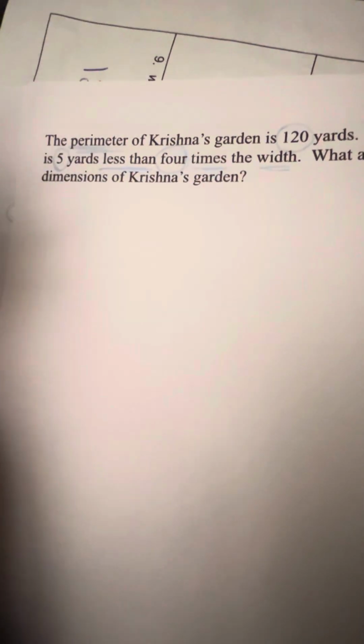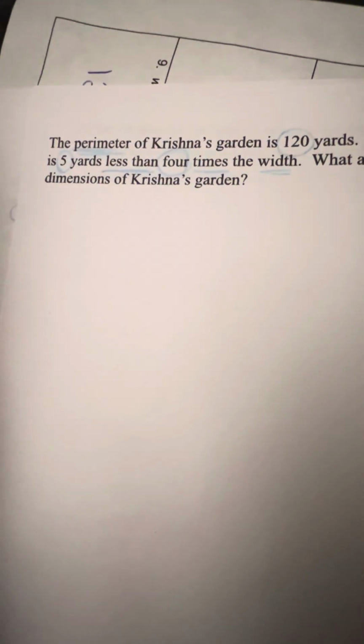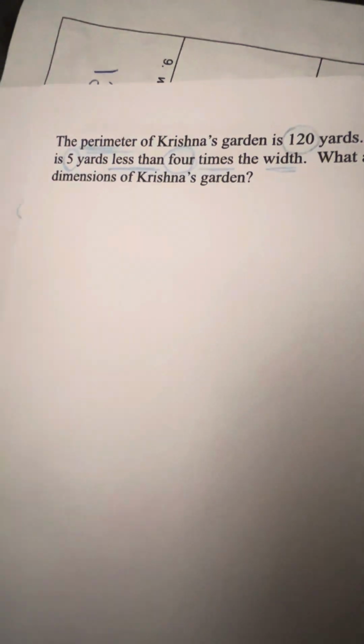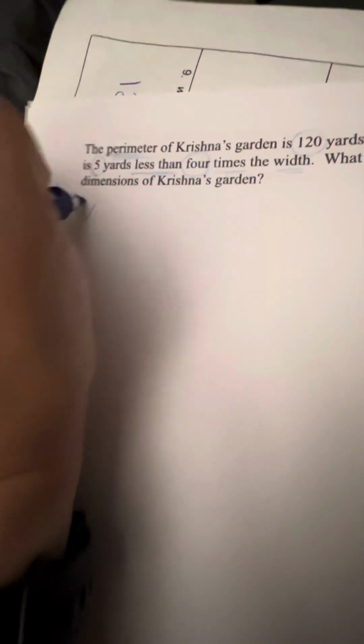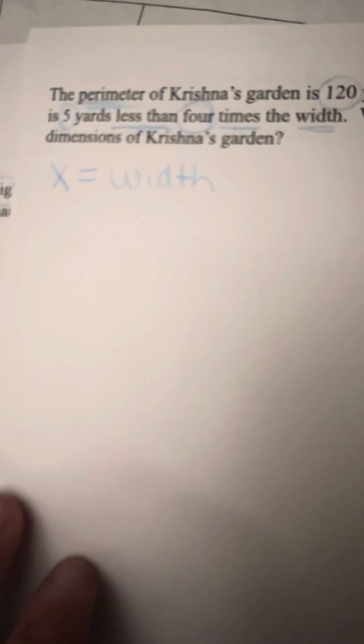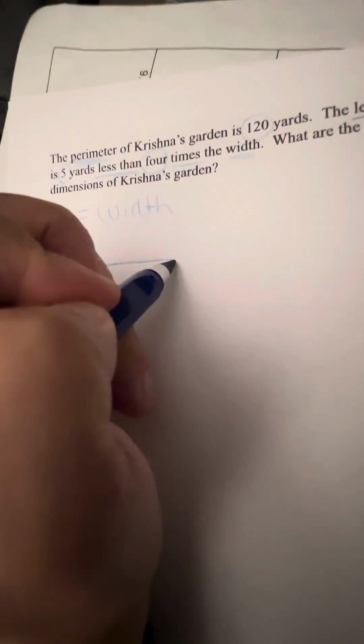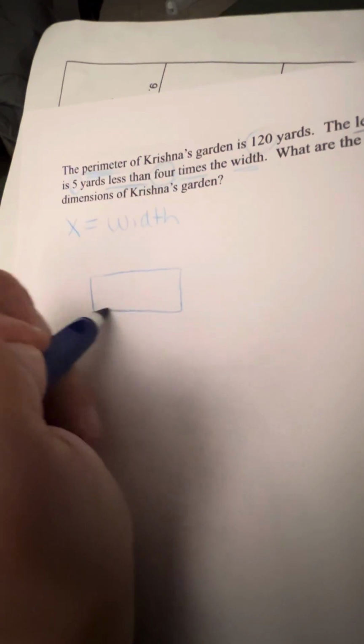So what I would like to do here with this is, first off, we don't know what the width is. We know the length is 5 yards less than 4 times whatever the width is. So we will use x as our width. And that would mean that we need to figure out what the length is. So I feel like using a picture is usually very helpful. So perimeter is just the outside edges added together.